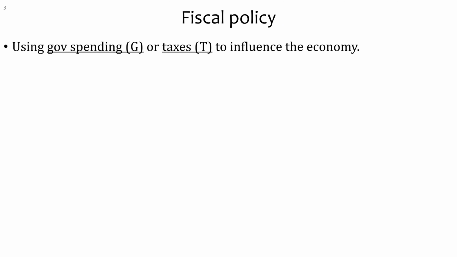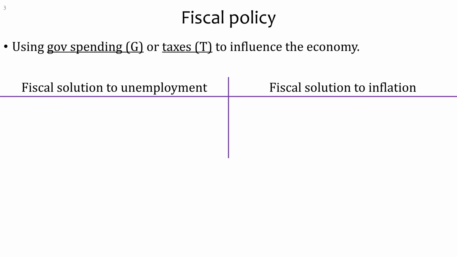Fiscal policy is the use of government spending or taxes to influence the economy. Notice that we have two important tools here. And the objective is to get back to stability, so either to get rid of unemployment or inflation. Those are the two evils in macroeconomics.